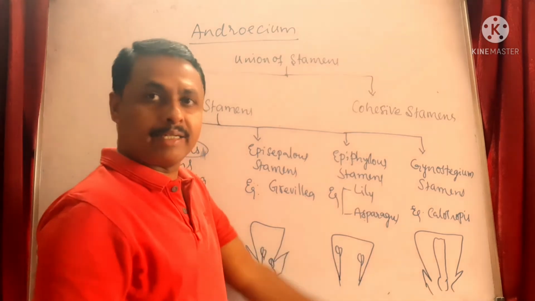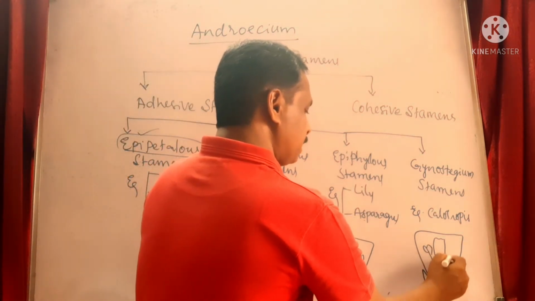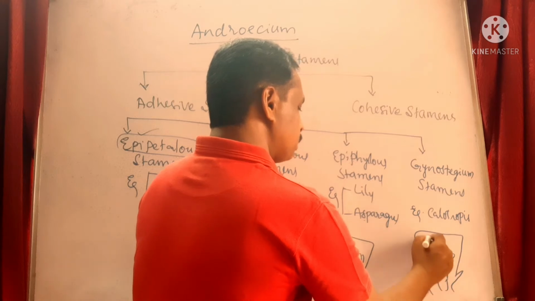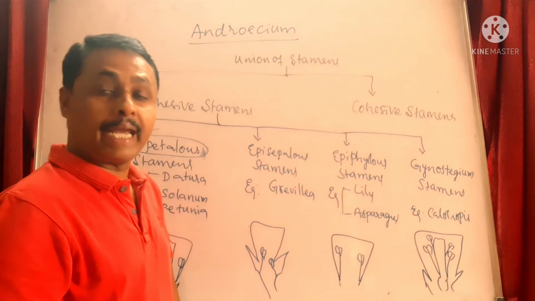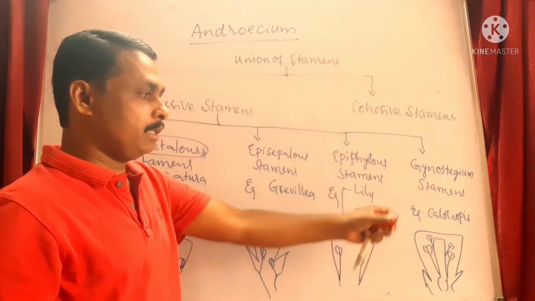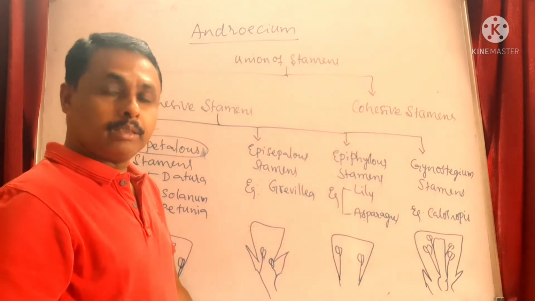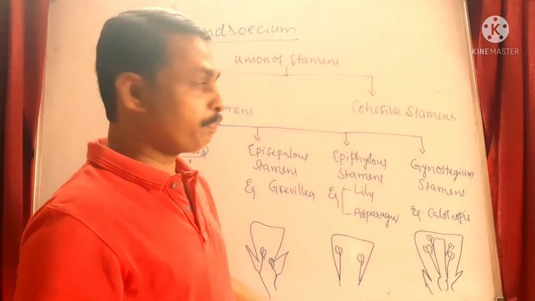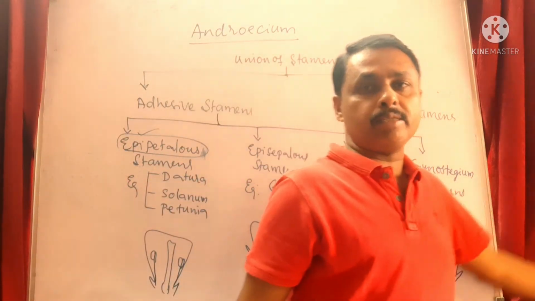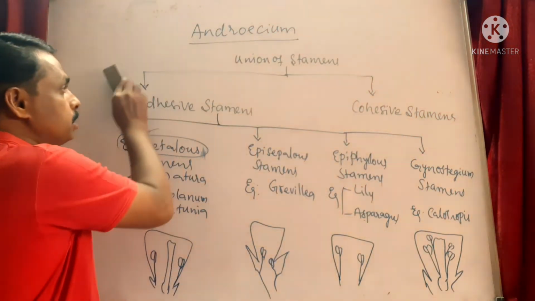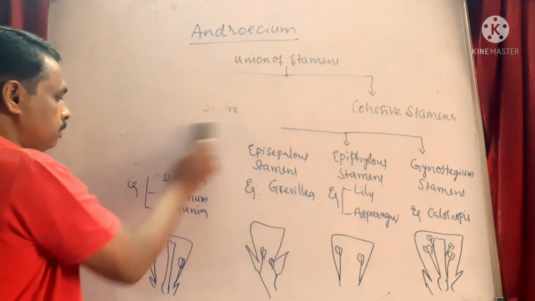So these stamens are attached to the gynoecium like this. Such stamens are called gynandrous stamens, which is seen in Calotropis. Calotropis is an example. So this is about the adhesion of stamens. Now let us discuss the next union of stamens, that is cohesion.